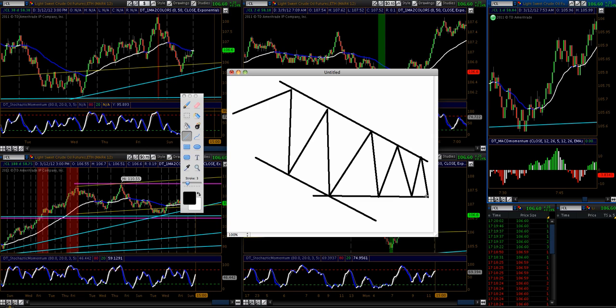Same applies to the bear wedge as applied to the bull wedge. We're going to keep selling these retracements back at resistance, and we're going to wait for this to break to the downside or break to the upside.